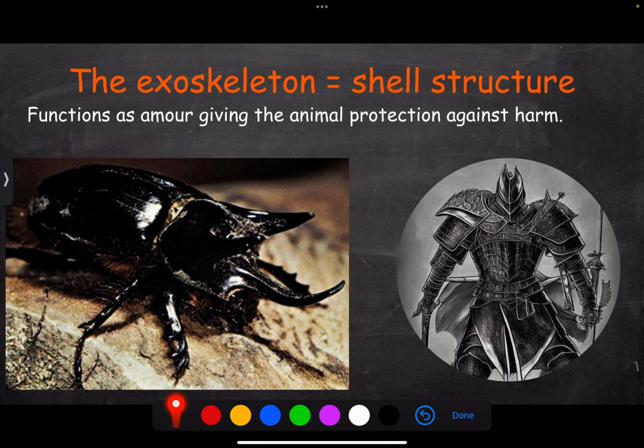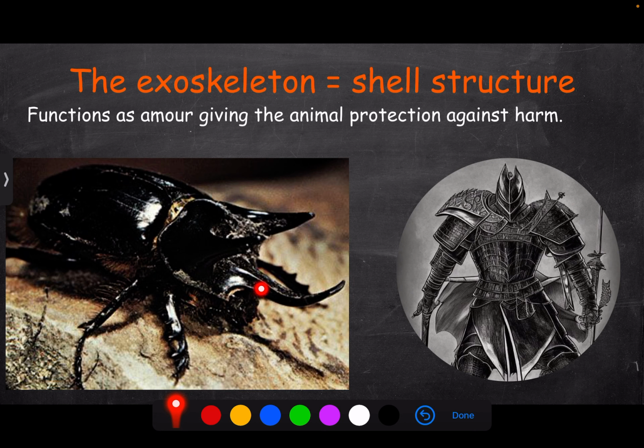So the exoskeleton is a shell structure because, like other shell structures, its main function is to protect whatever is inside of it. The exoskeleton of arthropods and mollusks acts as a sort of armor, giving the animal protection against whatever may cause it harm.